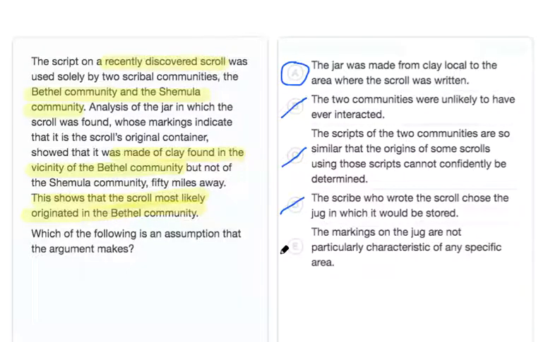Finally, choice E. We can actually mark this answer off pretty quickly. It's just there to distract us. The passage isn't using the markings to figure out where the jar and the scroll came from. It's using the clay, so this detail isn't relevant and we can quickly mark it as wrong.